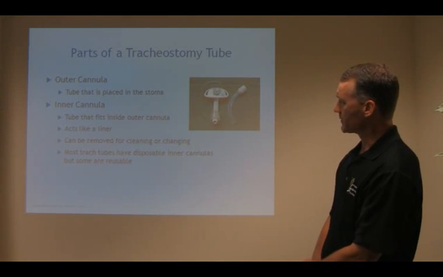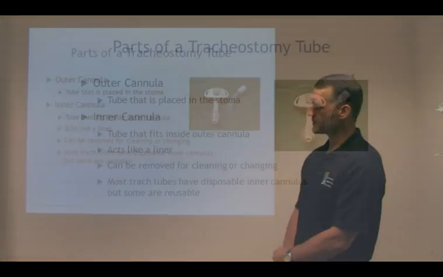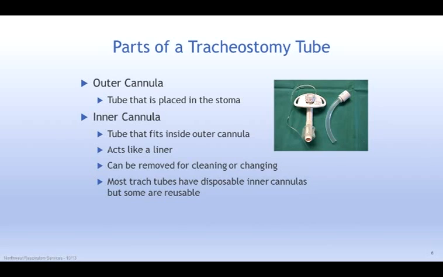And a little more on parts of the tracheostomy tube. The outer cannula is the tube that is placed in the stoma. This creates a patent airway. The inner cannula is a removable patent airway. It fits inside the outer cannula and it acts like a liner.